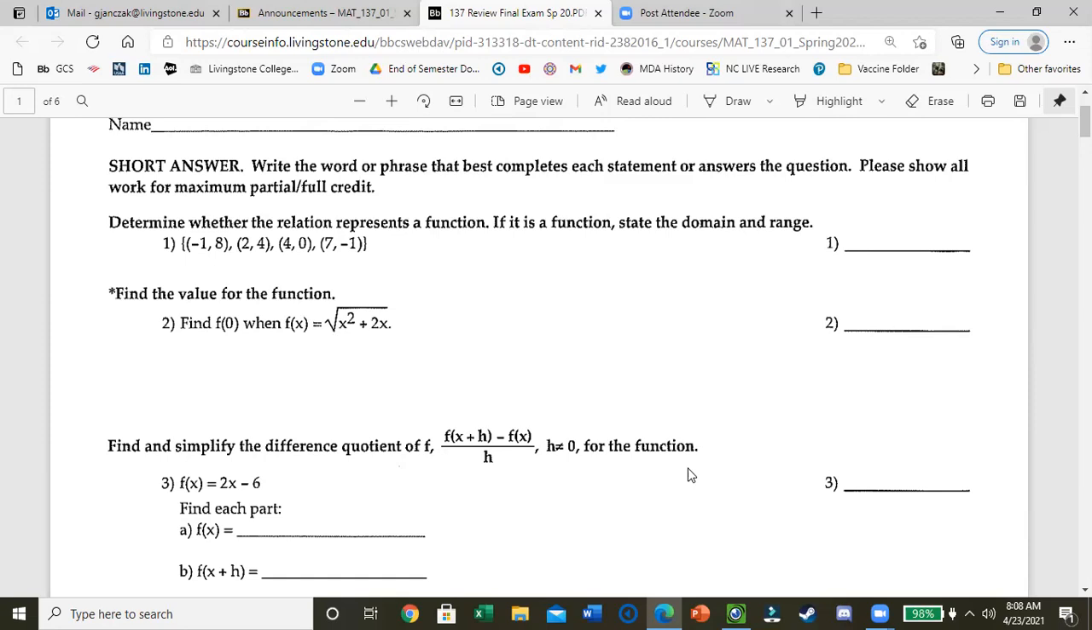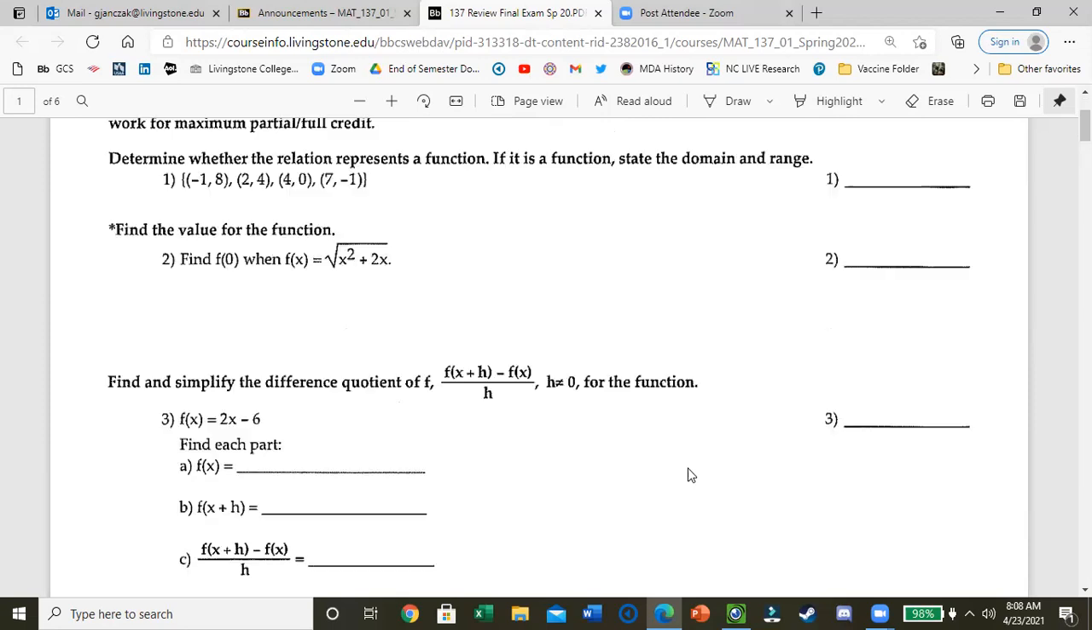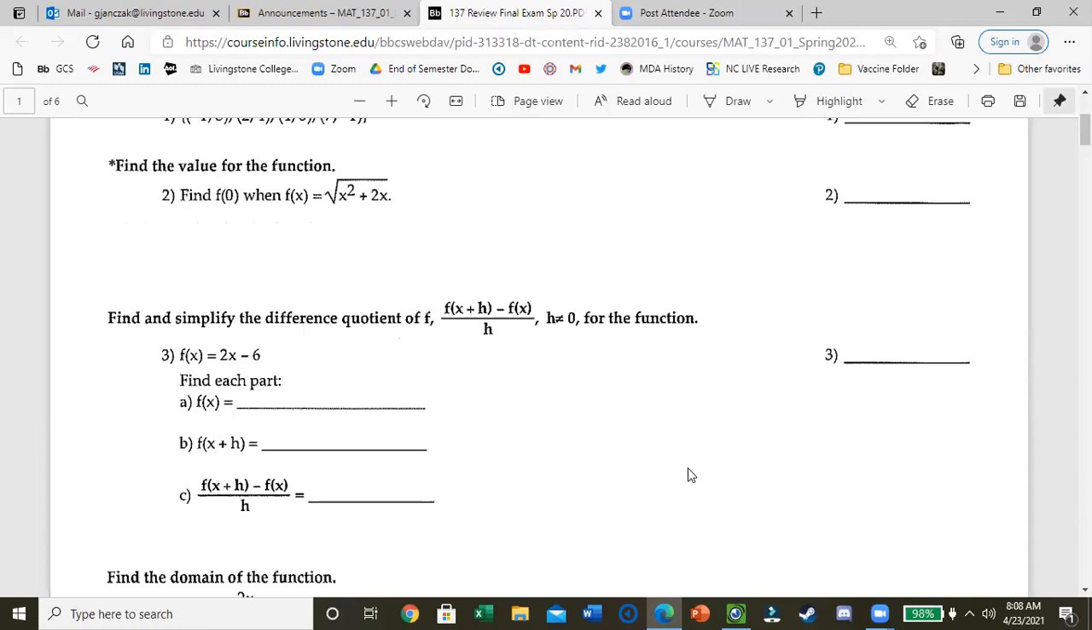Okay, so we're going to go through the questions and see if anybody has any questions with that. If there's no questions, we'll just continue on. Okay, problem 1. Any questions with that? Determine whether the relation represents a function. If it is a function, state the domain and range. Questions with that? No, sir. All right, move on to number 2.